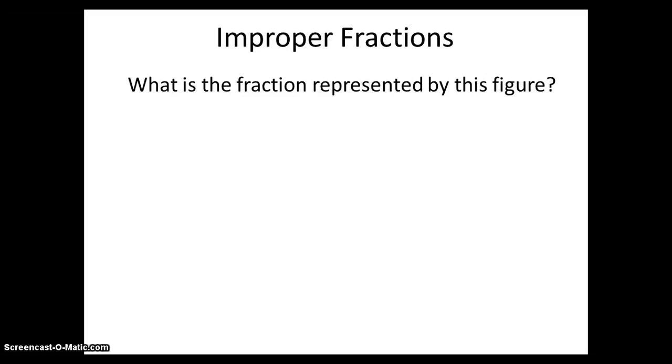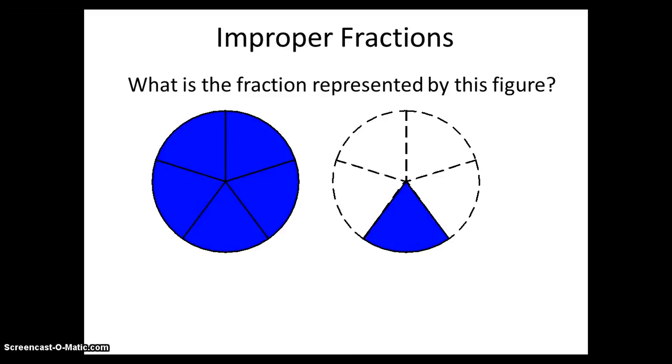Now, let's look at this figure. Similarly, we have one whole here, which is 5/5. And in this figure, we have 1/5. So what is the total? The total will be 5/5 plus 1/5. So you will get a fraction of 6/5. And 6/5 is an improper fraction.